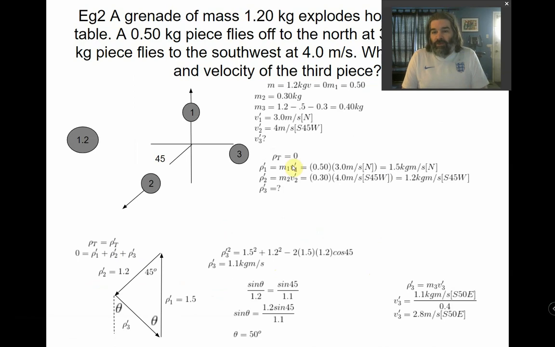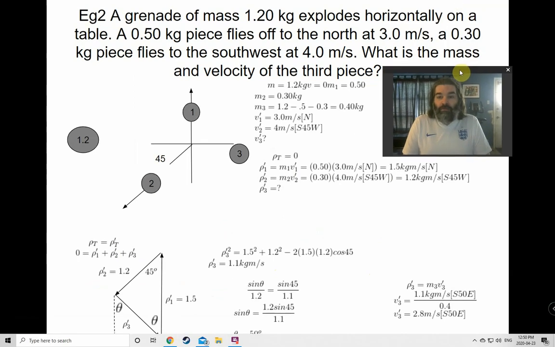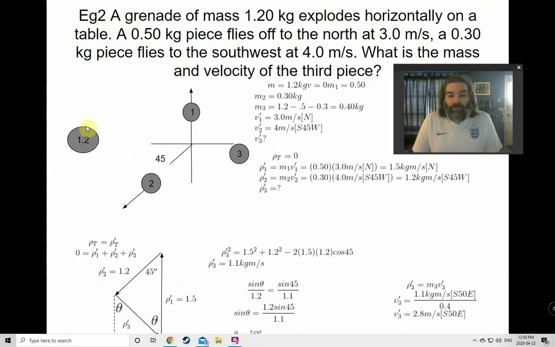All right, the explosion question. A grenade of mass 1.2 kilograms explodes horizontally on a table. A 0.5 kilogram piece goes north at 3 meters per second. A 0.3 kilogram piece goes southwest at 45 degrees, so southwest means 45. What direction does this third piece go in?